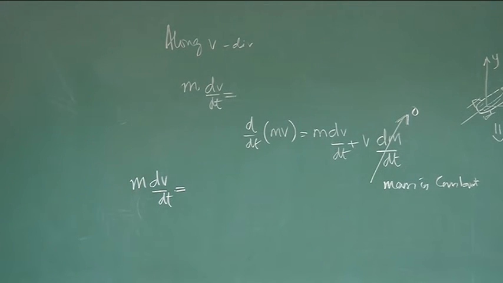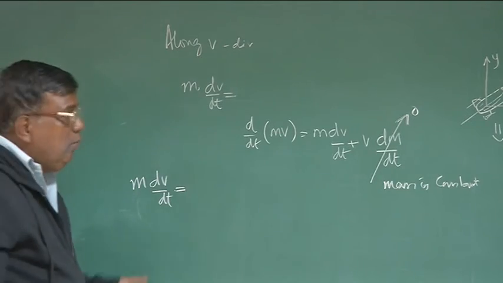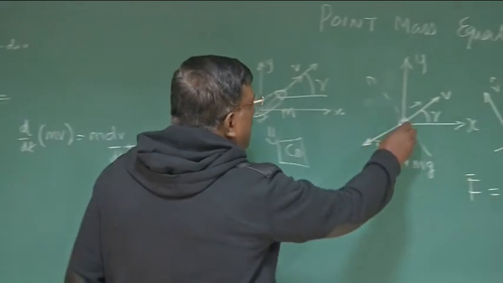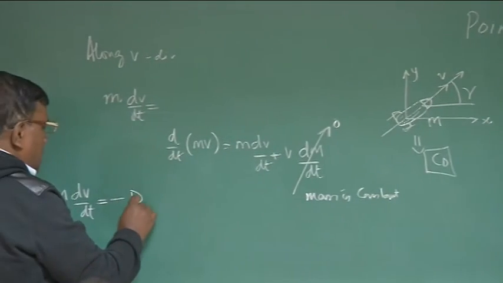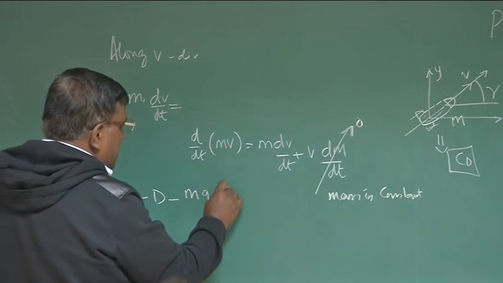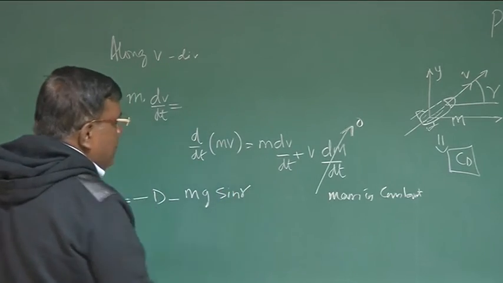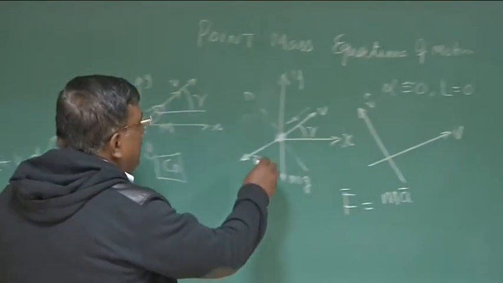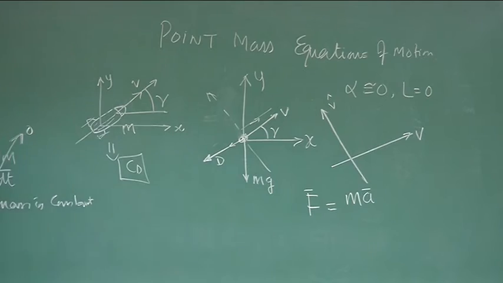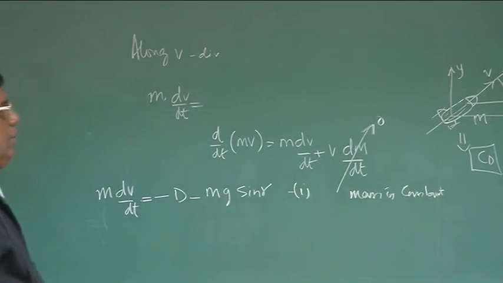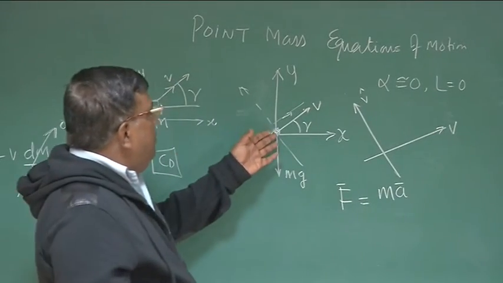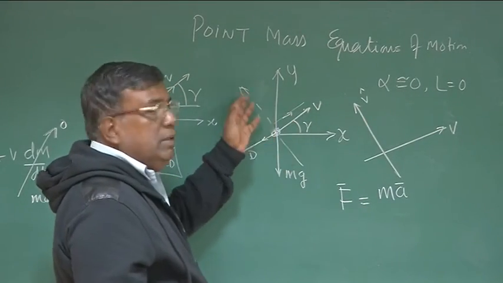Who is causing this acceleration? There must be some force. What is the force? I'm writing along the v direction, so the force is minus drag and minus mg sine gamma. You could see from here, this is gamma, so this component is mg sine gamma. This is one. Now, what about when I write the equation along a direction perpendicular to v?